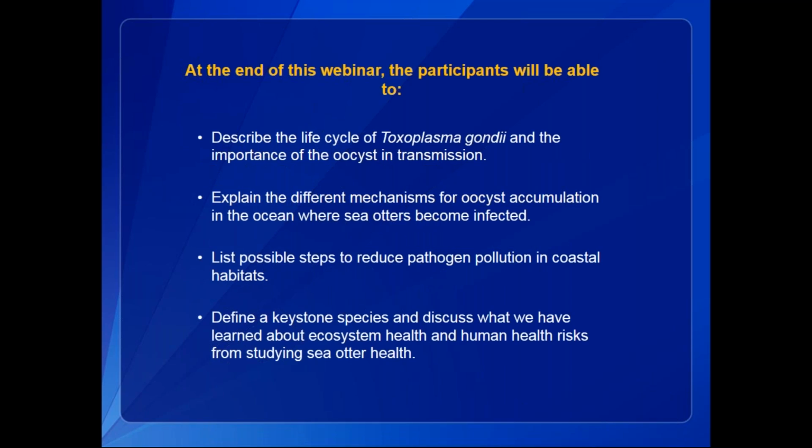At the conclusion of today's session, we will be able to describe the life cycle of Toxoplasma gondii and the importance of oocyst in transmission, explain the different mechanisms for oocyst accumulation in the ocean where sea otters become infected, list possible steps to reduce pathogen pollution in coastal habitats, and define a keystone species and discuss what we have learned about ecosystem health, and human health risks from studying sea otter health.